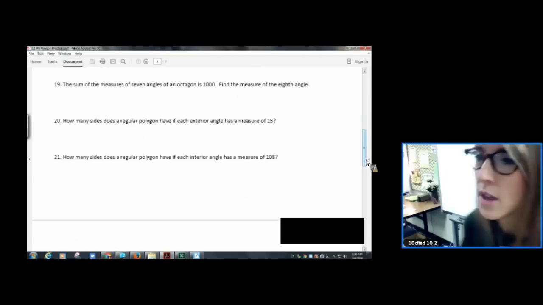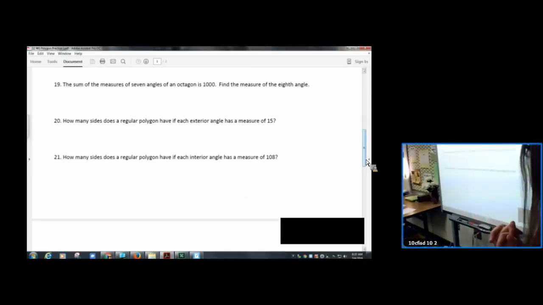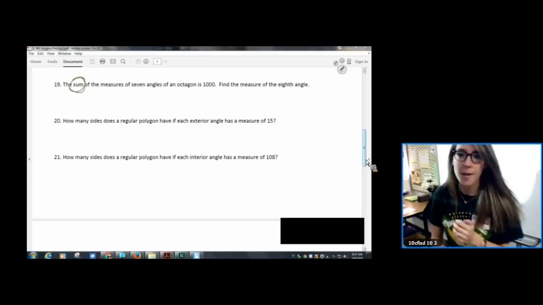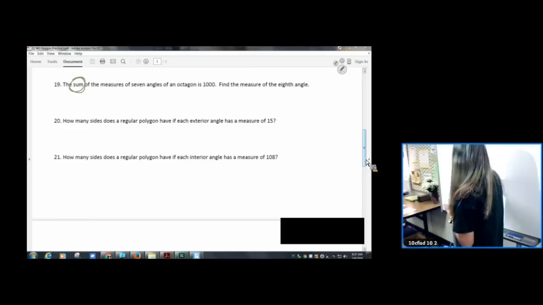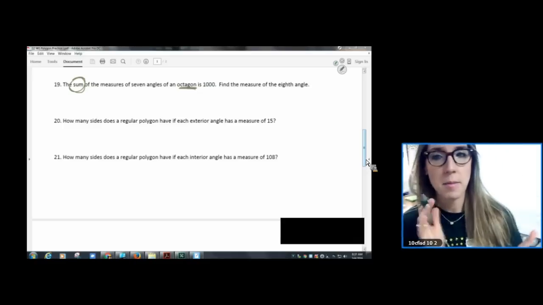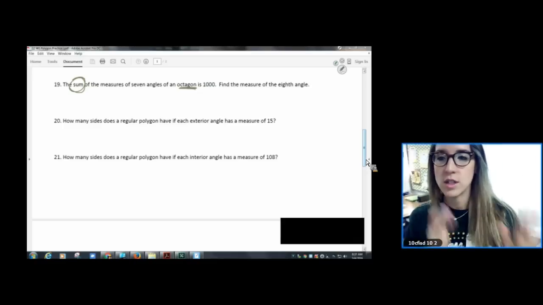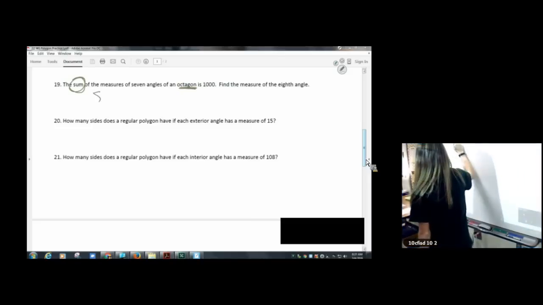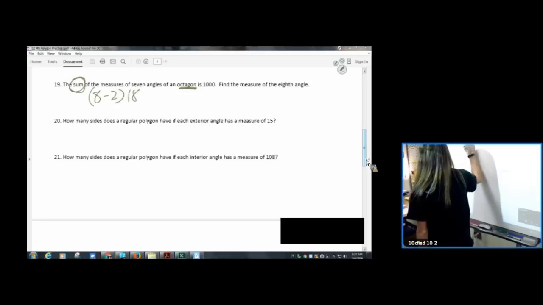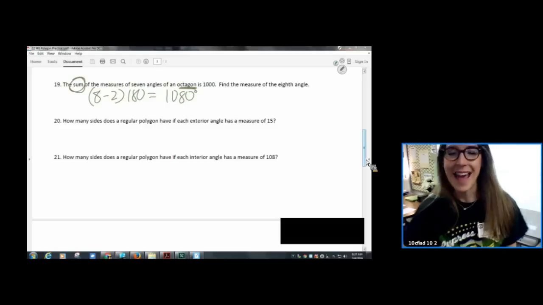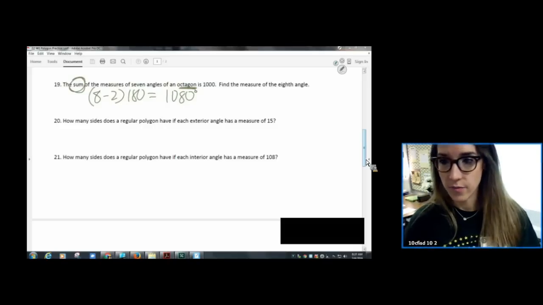Number 19. The sum of the measures of 7 angles of an octagon is 1,000. Find the measure of the 8th angle. So I see some key words here. I see sum, and then we're doing the angles of an octagon. So let's grab that formula. You do not have to memorize your formulas. So sum and octagon. So I know I'm going to do n minus 2 times 180. And I'm pretty sure you get that there are 1,080 degrees in an octagon.